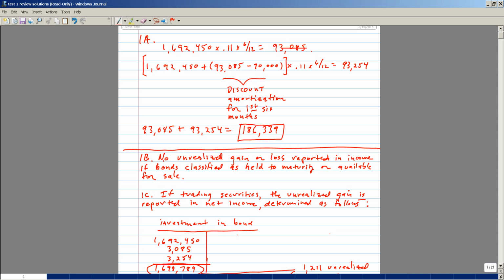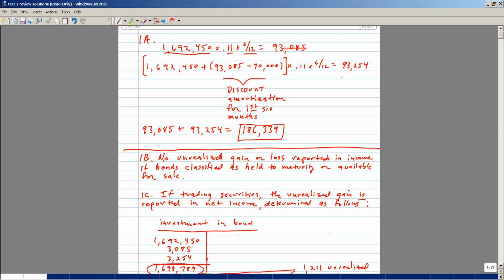93,045 of interest revenue, which is calculated by taking the carrying amount of the bond at the beginning of the period, multiplying it times the effective interest rate of 11%, and scaling it for half the year. That gives you the 93,045.